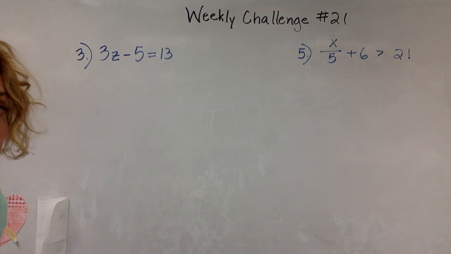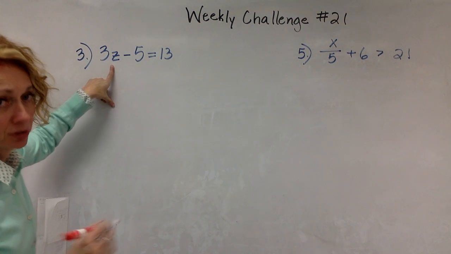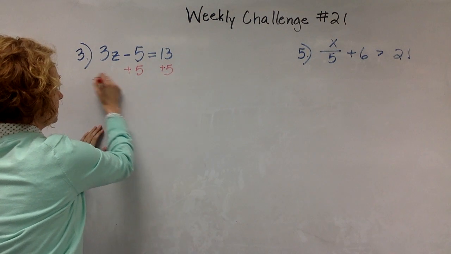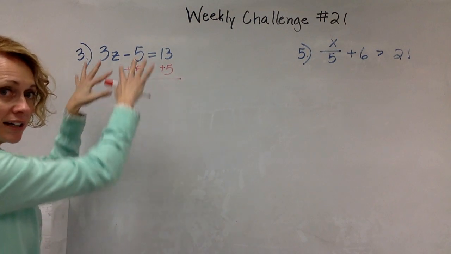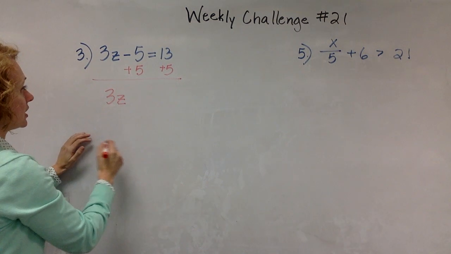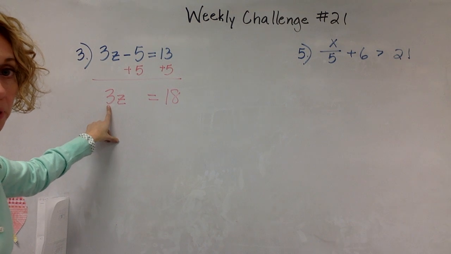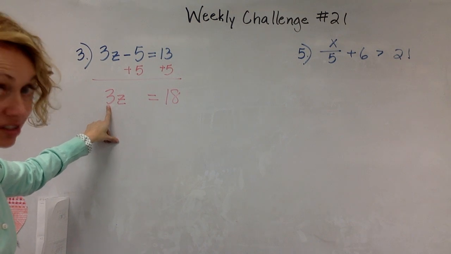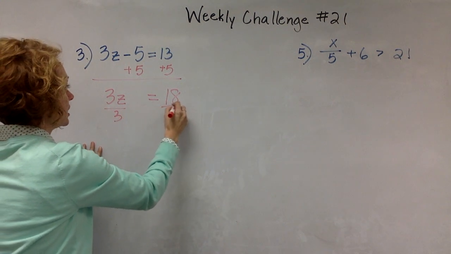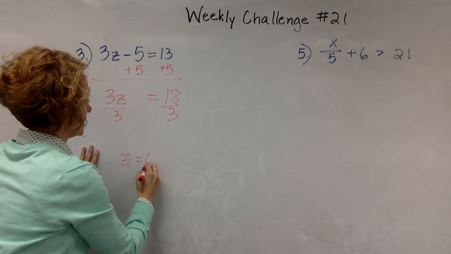So remember that when we're solving an equation, we want to isolate our variable by using our inverse operations. So I'm going to add 5 to both sides. I'm going to draw my horizontal line and work down my paper. We'll bring the term down: 3z equals 18. This is a multiplication statement, so I'm going to solve for z by dividing. I'm going to divide by 3 on both sides, and this gives me z equals 6.